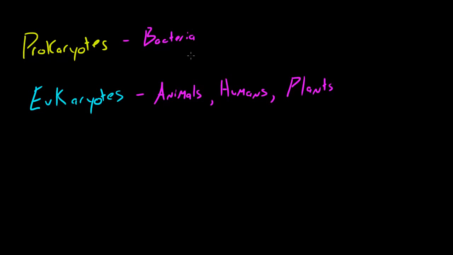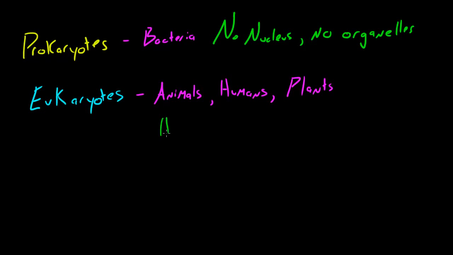Now, another way that they differ is prokaryotic cells don't have a true nucleus, and I know that you guys don't know what a nucleus is yet, but again, this would be a lot easier to explain if I talked to you guys about the organelles already. But just remember, no nucleus, and the nucleus is pretty much the brain of the cell, and no organelles. And eukaryotic cells, of course, they do have a nucleus, and they do have, I'll just put, organelles.